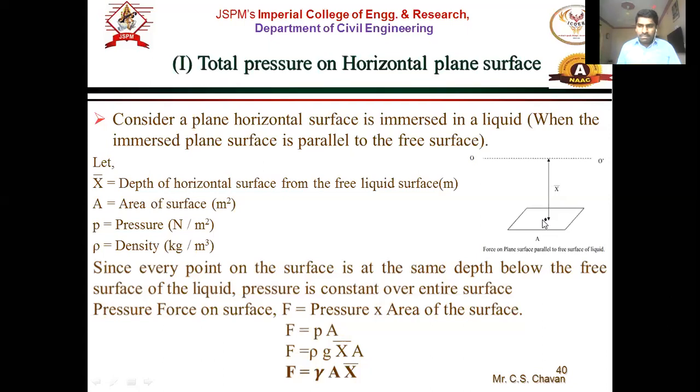So the same thing will be required for the further derivations. The surface may be horizontal, it may be vertical, or it may be inclined. We'll derive that part. So remember, total pressure force is equal to gamma A x bar, or rho g A x bar.